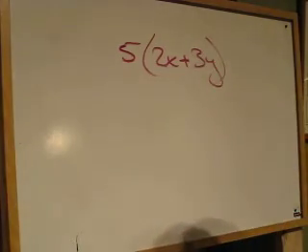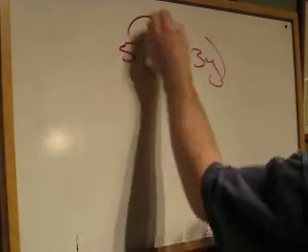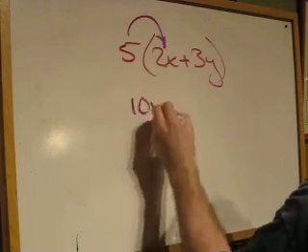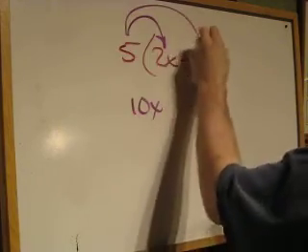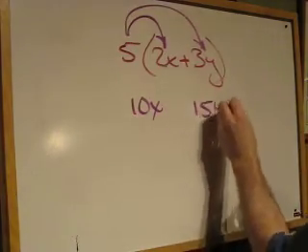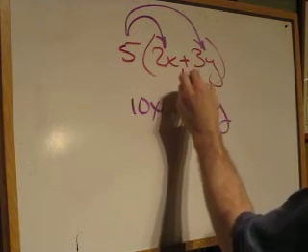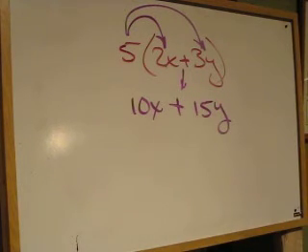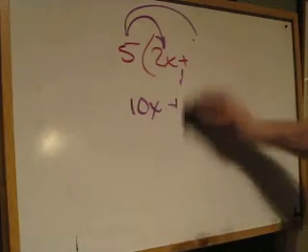All we can do is distribute. So we're going to take the 5 times the 2x, and we're going to take the 5 times the 3y, and we're going to bring our plus sign down, and that's as far as we can go. Can't go no further. Okay? So that is using the distributive property.